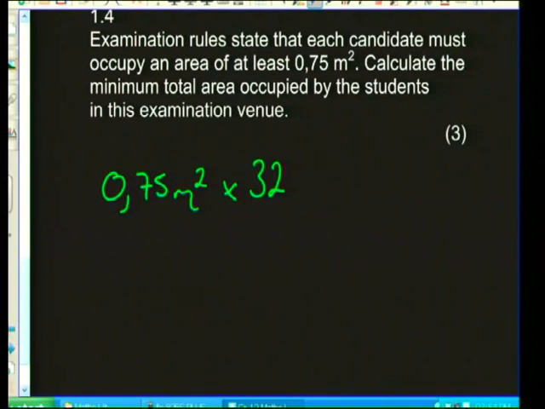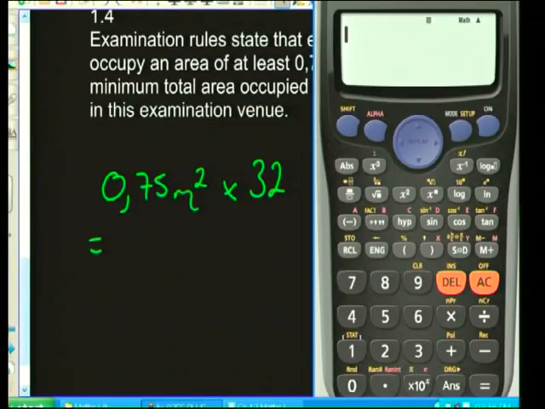There they are. Okay? Now we can work out the minimum area that I need in that room for all 32 candidates. And our calculator is going to do that for us. So we're going to take out our calculator and say 0.75 multiplied by 32 equals, and there's our answer, 24.